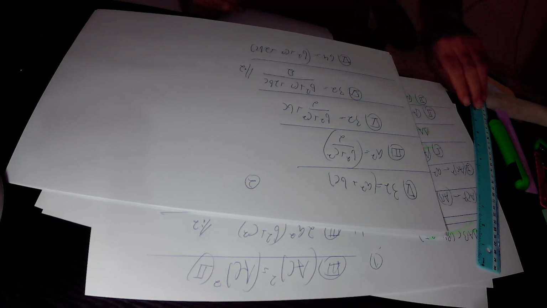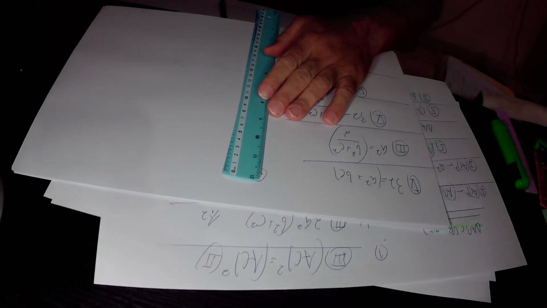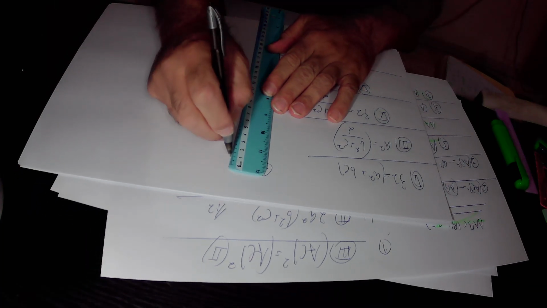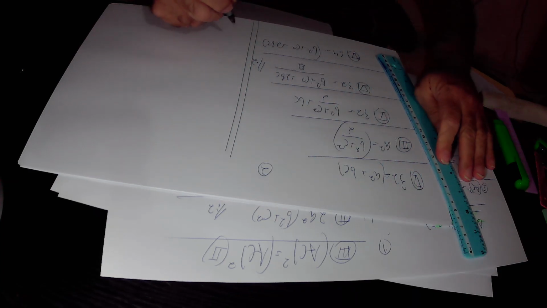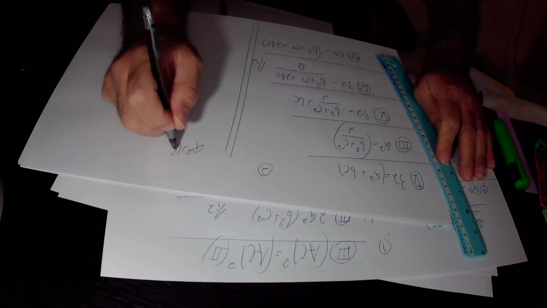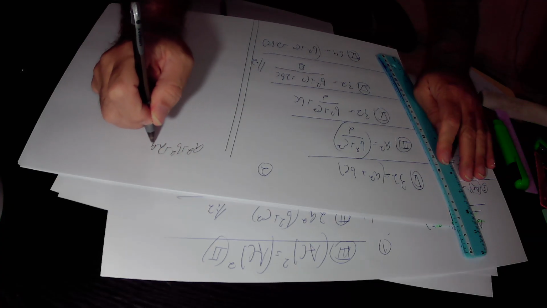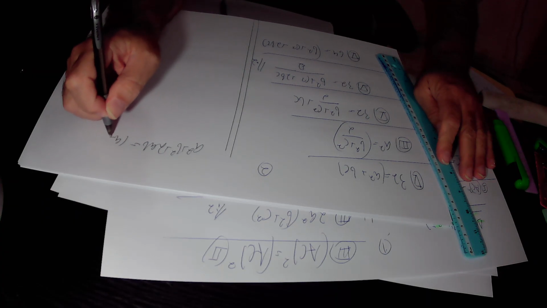So here we use the algebraic identity. It says that A squared plus B squared plus 2 times A times B equals A plus B squared.